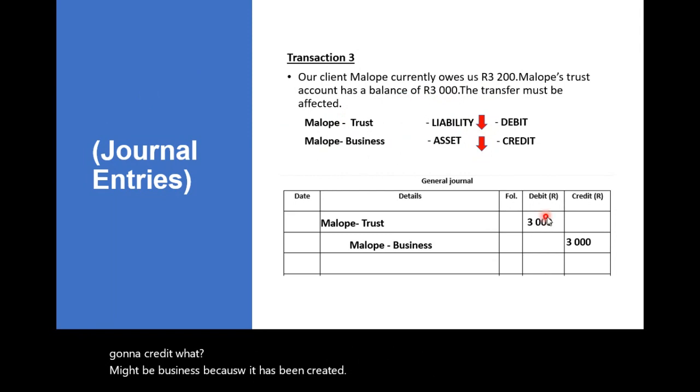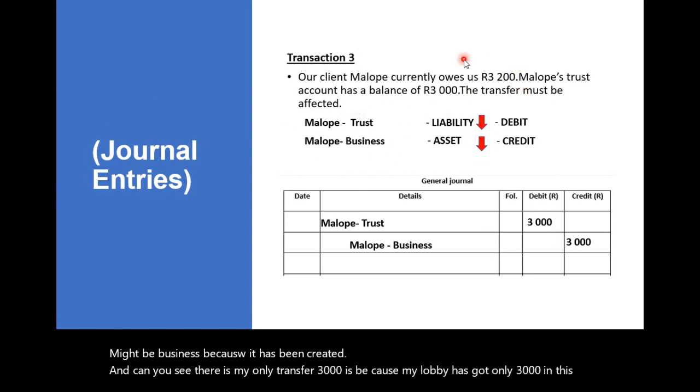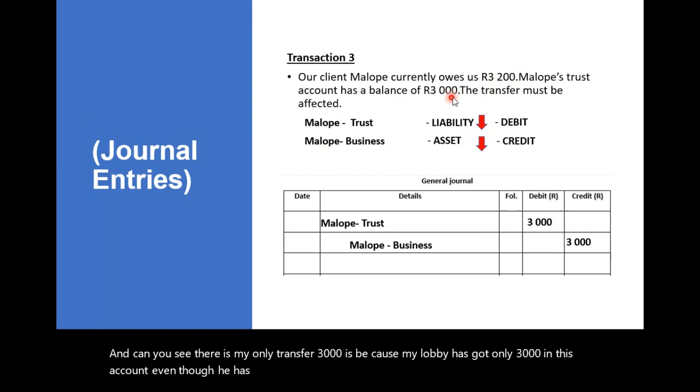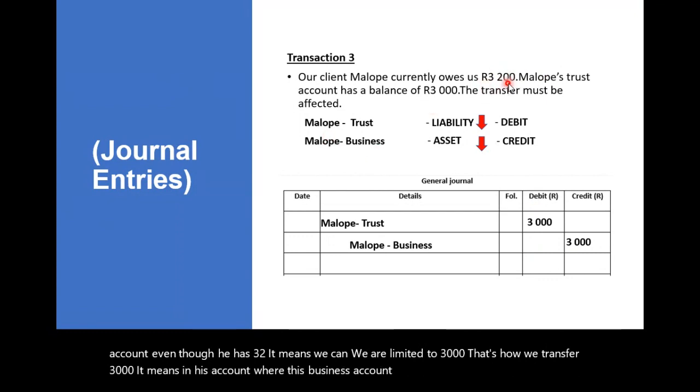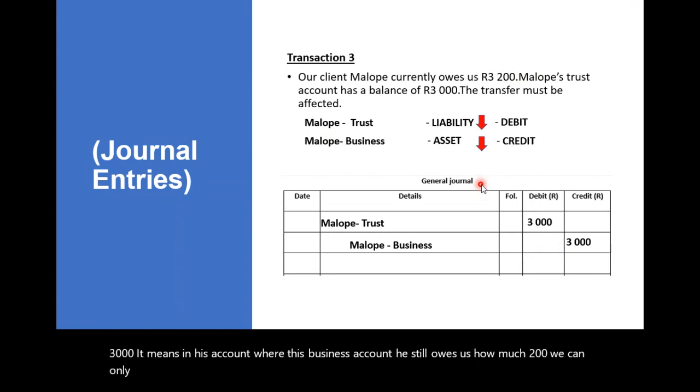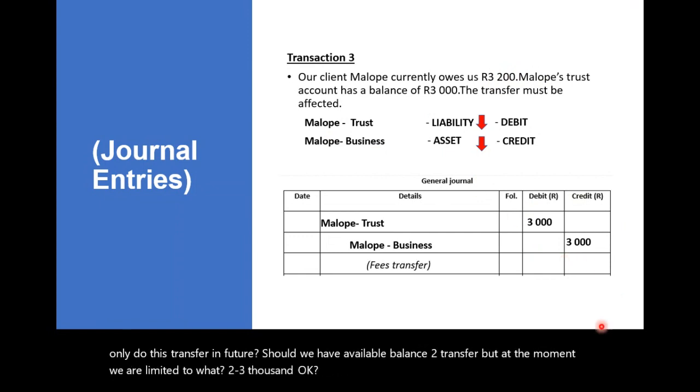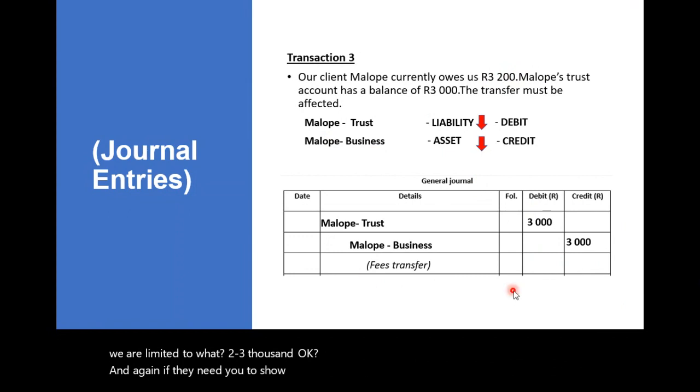And can you see the reason why I only transfer 3,000 is because Malope has only 3,000 in his account. Even though he has 3.2, we are limited to 3,000. That's why we transfer 3,000. It means in this business account, he still owes us how much? 200. We can only do this transfer in future should we have an available balance to transfer. But at the moment, we are limited to what? To 3,000.